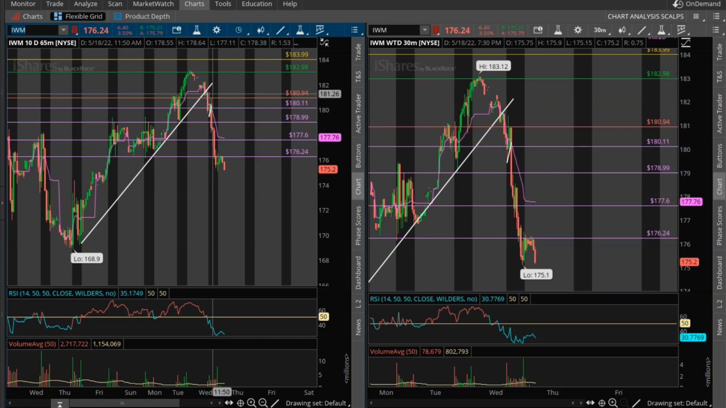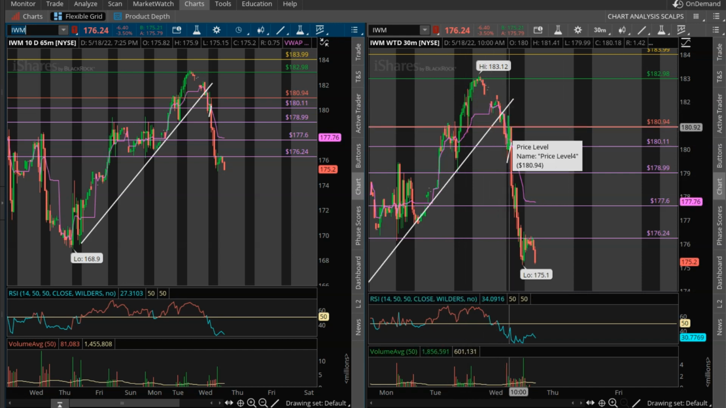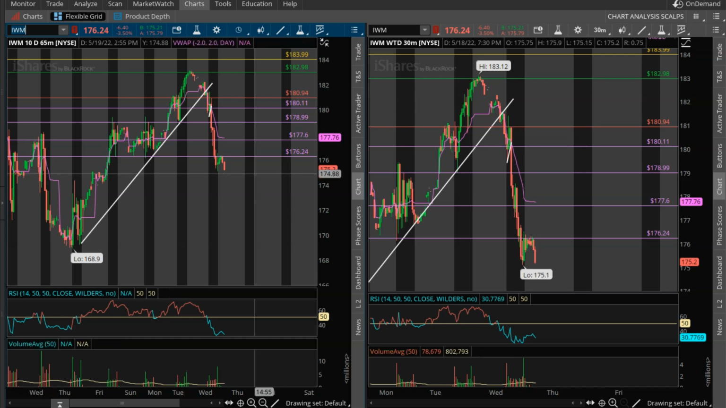So going into the session, I highlighted that I really like this play going short as long as we held this 180.94 and price broke clean below this UTL. So you guys can see I got this 180.94 from this level here. You can see it a little bit more clear on the 30-minute time frame. It was used as resistance before we finally broke out and used it as support, and then it was also right where the UTL was broken. So that's how I got the 180.94, and then some of the bigger target levels like 178.99.